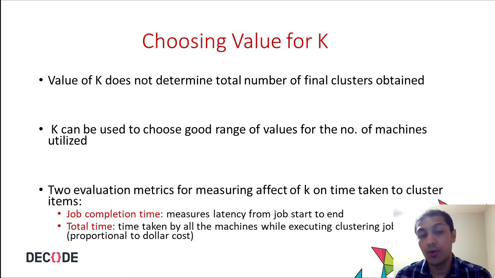Total time, on the other hand, is the time taken by all the machines while executing the clustering job. Total time you can think of as proportional to the dollar cost, like how many dollars you actually spent on the cloud, because the way the dollar cost is calculated on the cloud is per use. So the more time you utilize on the cloud, the more dollars are spent there.